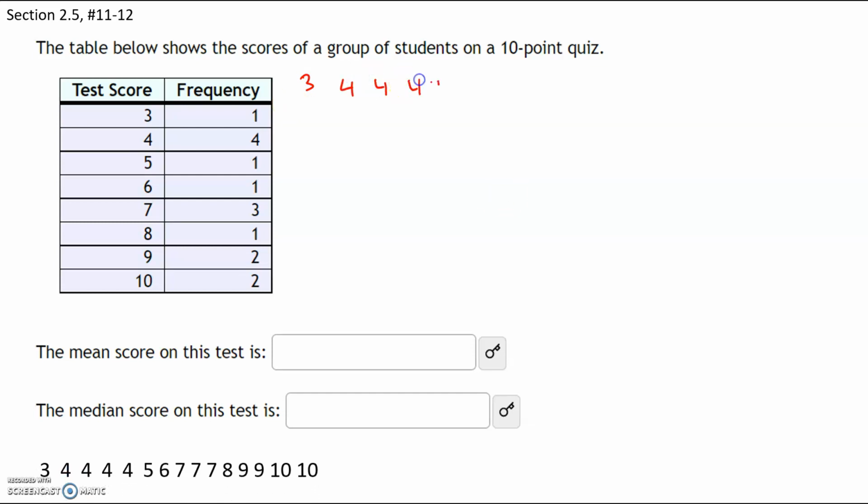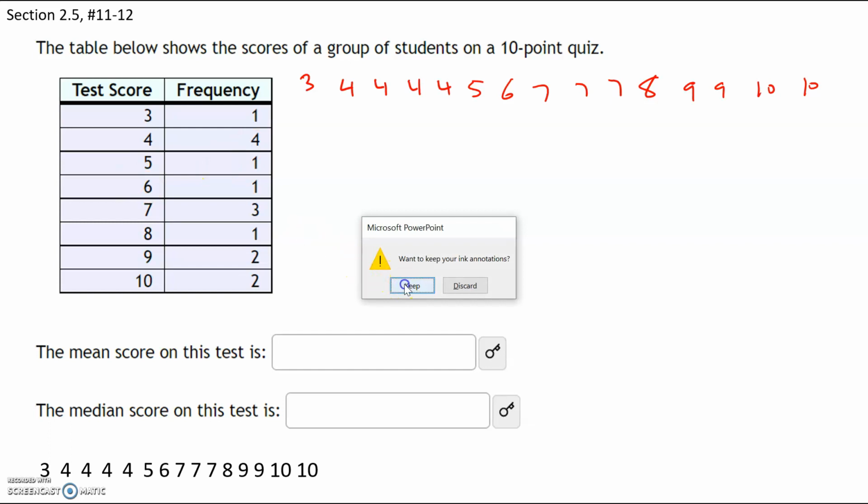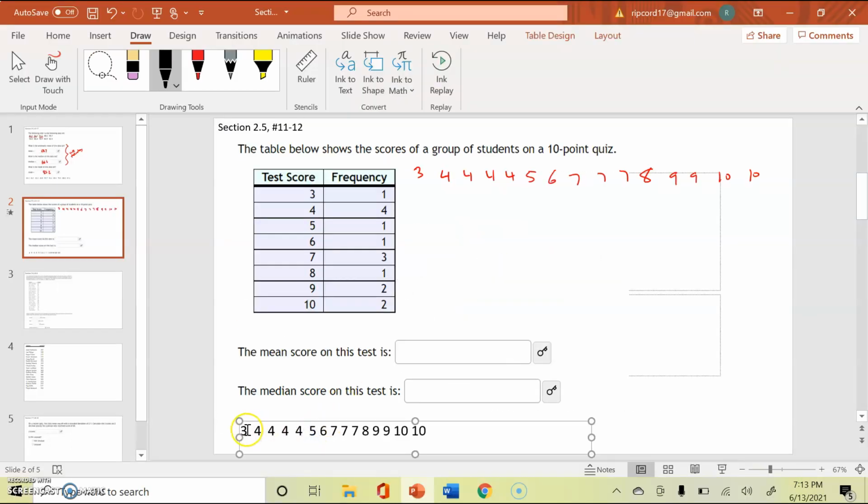1, 2, 3, 4. Then we have 5 with a frequency of 1. We have 6 with a frequency of 1. We have 7 with a frequency of 3. We have 8 with a frequency of 1. We have 9 with a frequency of 2. And we have 10 with a frequency of 2. So the first thing you're going to do is list out the entire data set. Take each score and list out their frequencies. Then you just have to copy and paste this data into the calculator. So we're going to copy the data.